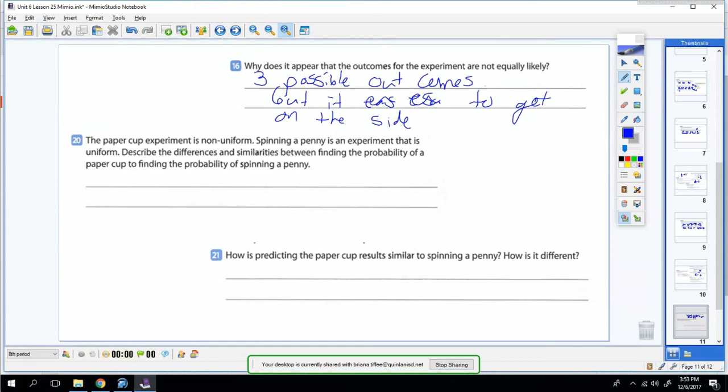Okay. The paper cup experiment is non-uniform. Spinning a penny is an experiment that is uniform. Describe the differences and similarities between finding the probability of a paper cup versus finding the probability of spinning a penny. Well, again, the paper cup is non-uniform, a penny is uniform. So you can assume the outcomes are equally likely for spinning a penny, but the outcomes for a paper cup are not equally likely. A penny is equally likely because you have an equal chance of getting heads or tails, while a cup is not, because the outcomes are not all equal.